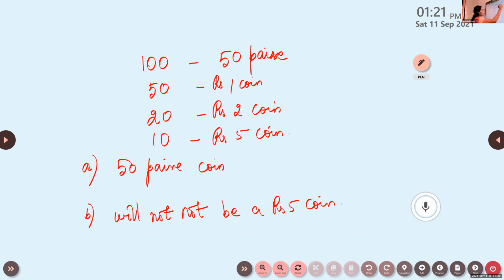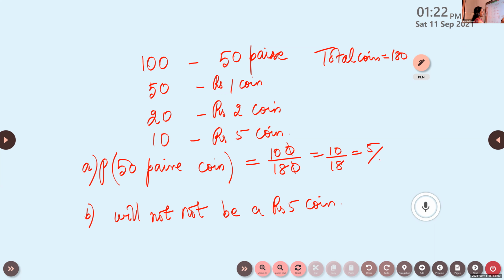So what is the total number of coins here? We have 150 paisa coins, 51 one-rupee coins, 22 two-rupee coins, and 10 five-rupee coins. So what are the total coins we will have? 180. Yes, correct. Total coins we have is 180. And what is asked in the first case? We want to find the probability of a 50 paisa coin. It is 100 by 180, which we can simplify to 10 by 18, which is equivalent to 5 by 9.